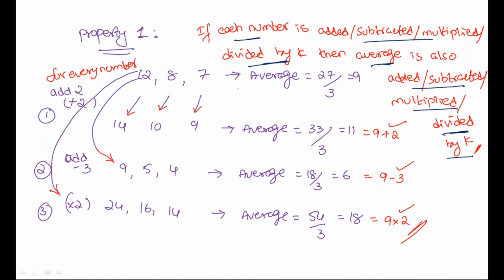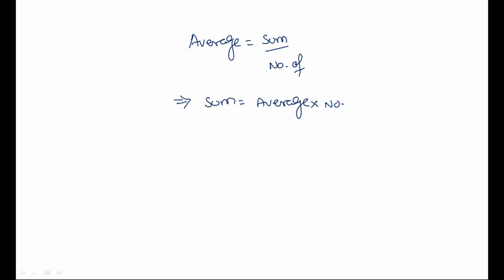While discussing the questions, you have to keep this property in mind. The other thing we came to know: average equals sum by number of items, or sum equals average into number of items. These three points are quite enough to solve all the questions, my dear guys. Property 2, I will discuss later at the end. So keep in mind: average equals sum by number of items, sum equals average into number of items, and property 1.